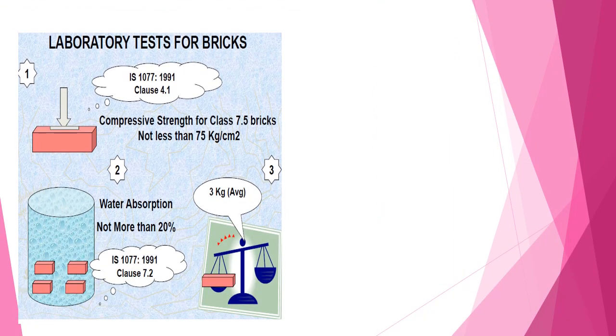Laboratory test for bricks. It is based on IS 1077. Compressive strength of the bricks should be not less than 75 kg per centimeter square. Water absorption is not more than 20%, which can be verified from code number 1077 class number 7.2. Average weight should be 3 kilos.